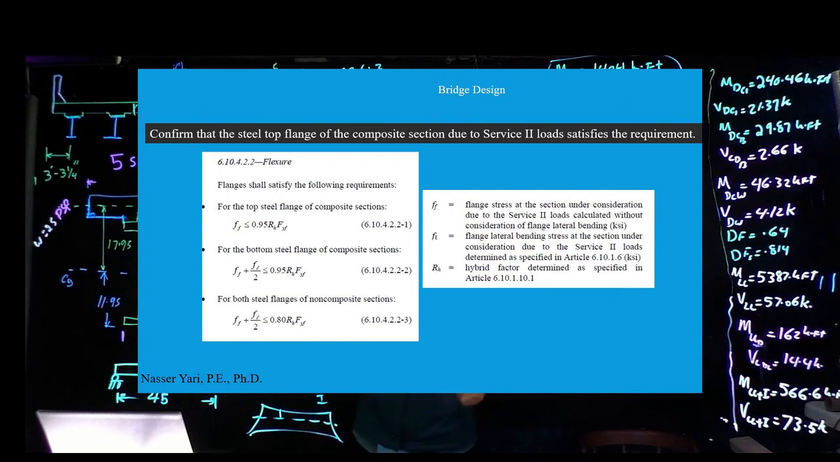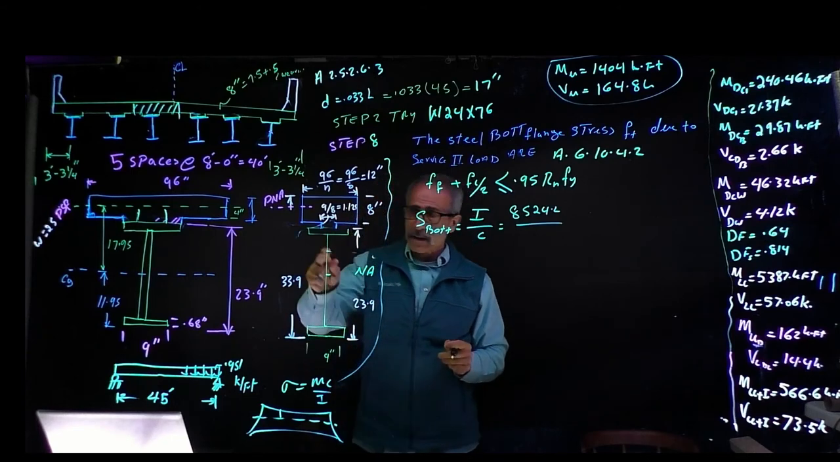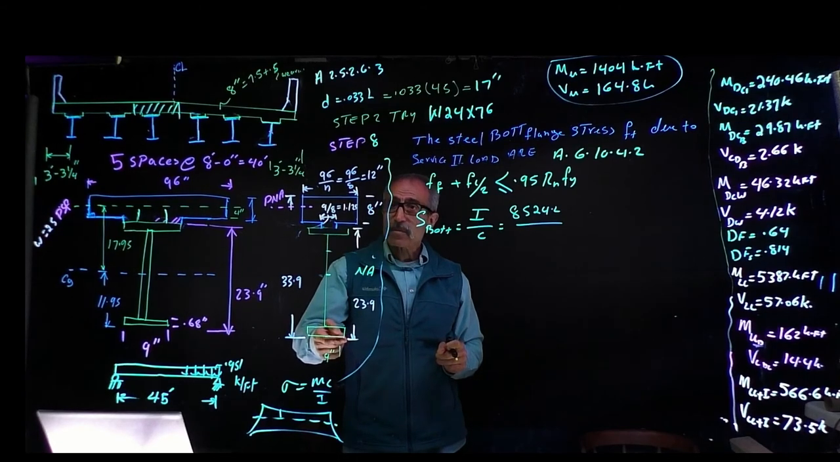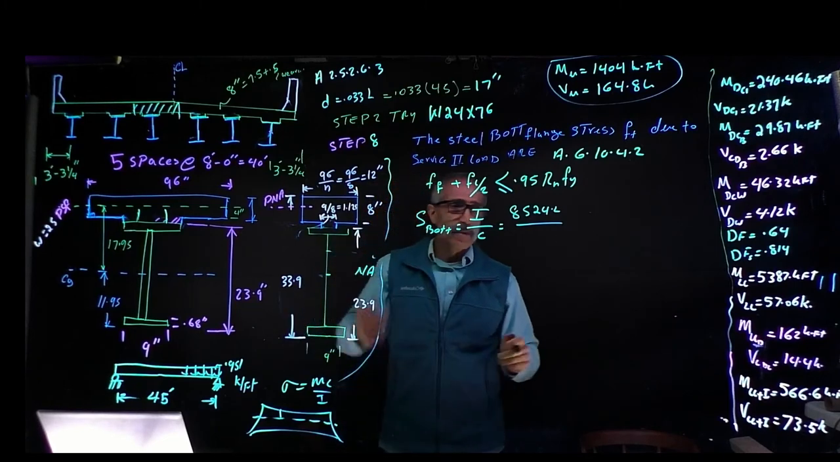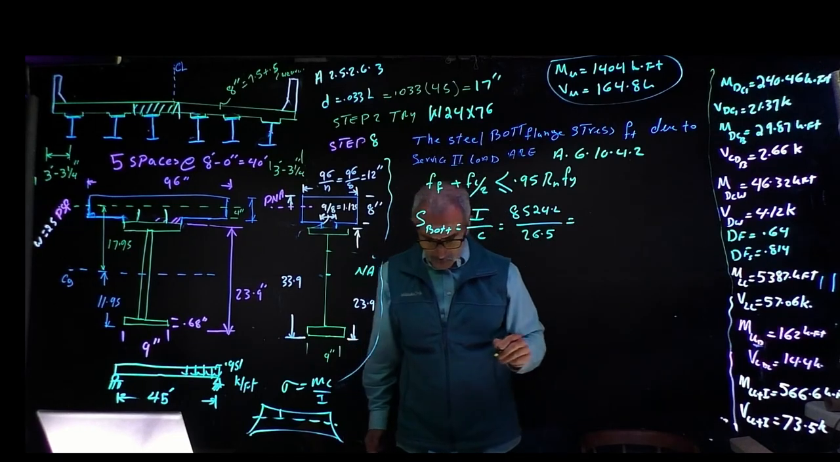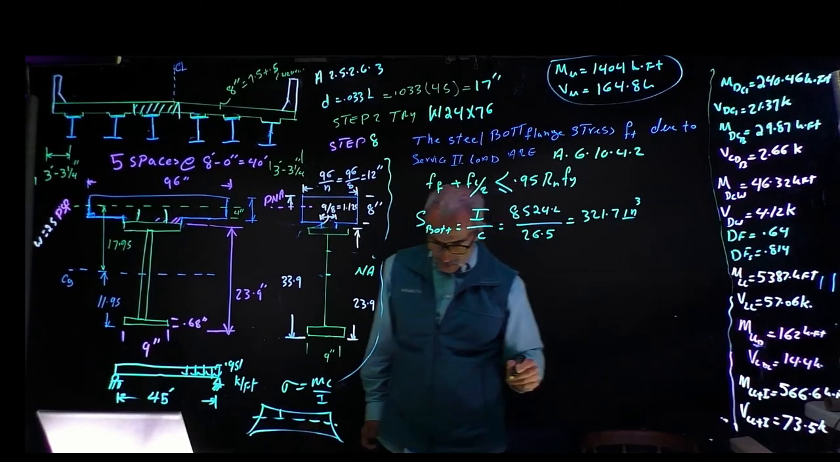Okay, so now we're going to do the same thing. We're going to say S sub bottom is equal to I divided by C. I was 8524.2, and C is the distance between the neutral axis and the bottom flange. That's going to come out to 26.5, basically, and that comes out to 321.7 cubic inch.